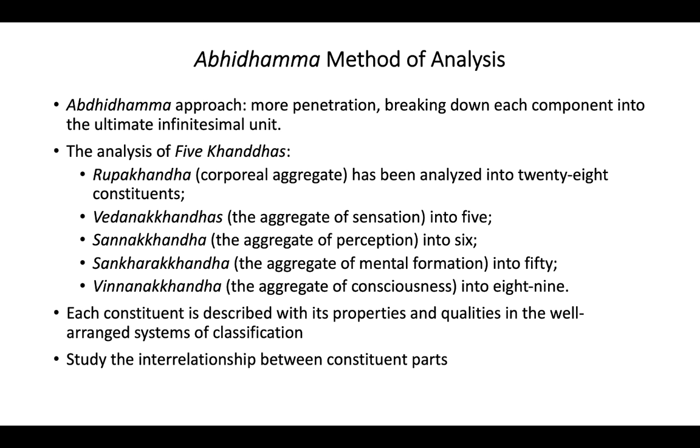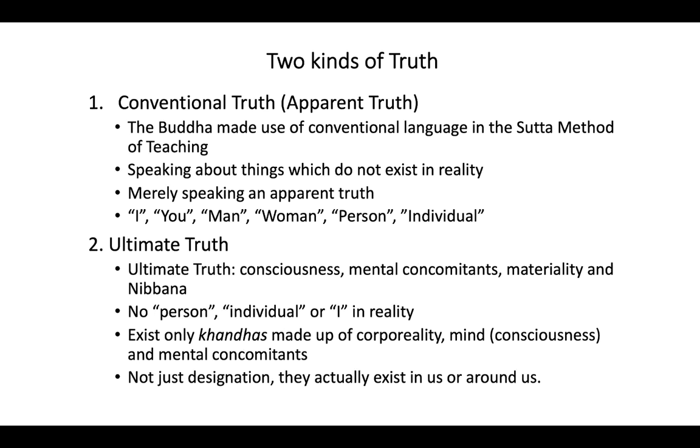A complete description of things requires also a statement of how each component part stands in relation to other component parts. This entails a study of the inner relationship between constituent parts and how they are related to other internal and external factors. Upon studying Abhidhamma, you need to know about 2 kinds of truths or 2 kinds of knowledge. So there are 2 kinds of truths. One is conventional truth, the other one is ultimate truth.